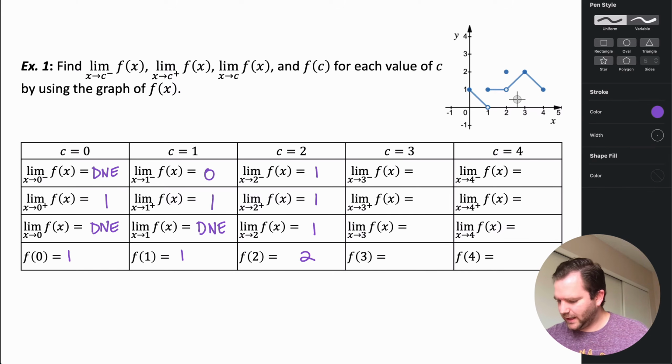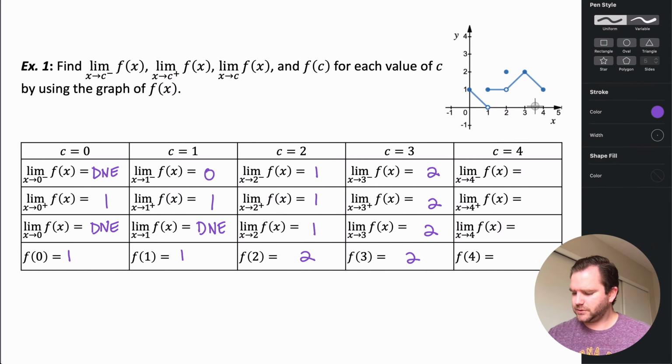So at 3, as I approach 3 from the left, my graph is going up to 2, so it has a left-hand limit of 2. As I approach 3 from the right, my graph is going up also again to 2. Since these two match, that's the limit, and the value of my function at 3 is also 2. So all of those are the same.